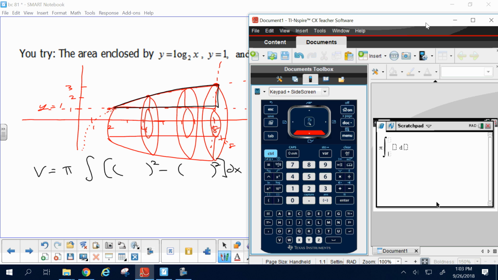Big R, constant or function? Function. What's little r, constant or function? Constant. One or two? One. Limits of integration? Two to eight. And that then is something.